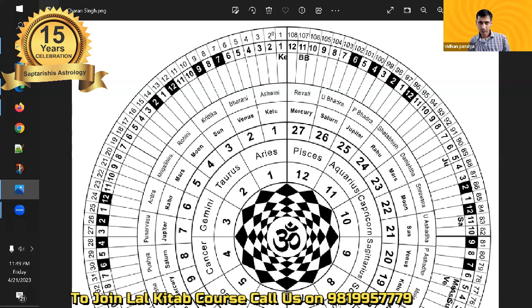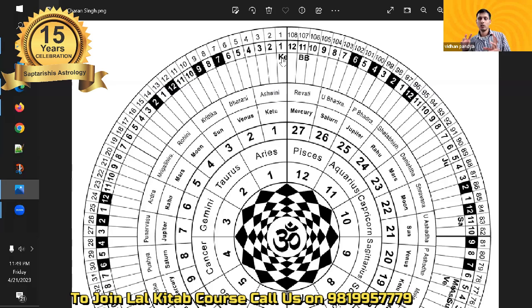The number in the last circle corresponds to the running year of the native's life. If there is a planet in that nakshatra pada, like for example in this chart, you can see Ketu is there in the Ashwini nakshatra first pada. Which means in the first year of life, there is a significant event which will happen in the native's life, and that will be related to Ketu.